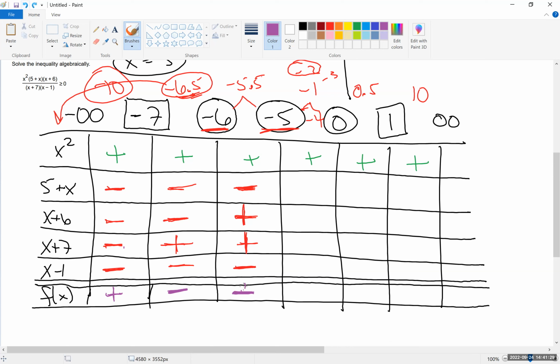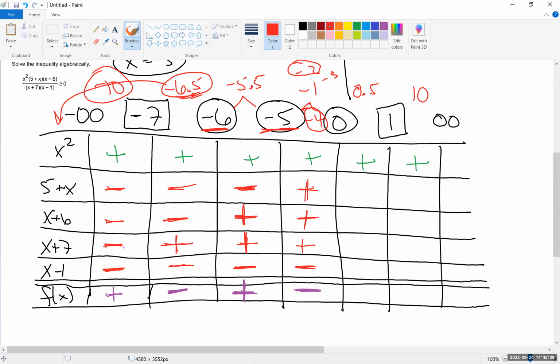An even number of negatives make a positive. All right, what about, we can select either one of these. So let's select -4. -4 plus 5 is, no, it's positive. I lied, it's positive because -4 plus 5 is +1. -4 plus 6 is +2. -4 plus 7 is +3. -4 minus 1 is -5. So 1 negative means it is negative.